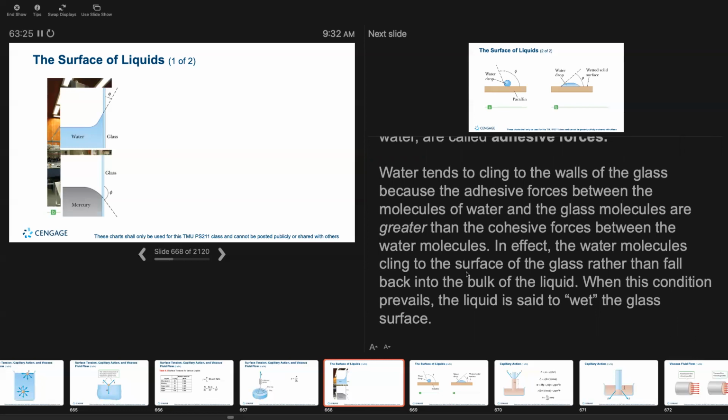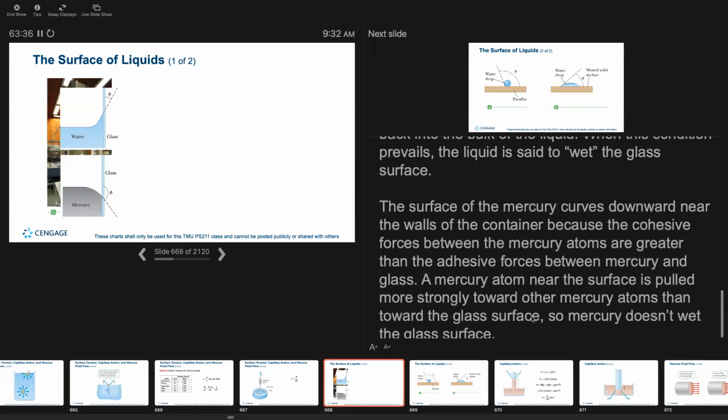In effect, the water molecules cling to the surface of the glass rather than fall back into the bulk of the liquid. When this condition prevails, the liquid is said to wet the glass surface. The surface of the mercury curves downward near the walls of the container because the cohesive forces between the mercury atoms are greater than the adhesive forces between the mercury and the glass. A mercury atom near the surface is pulled more strongly towards other mercury atoms than towards the glass surface, so the mercury doesn't wet the glass surface.